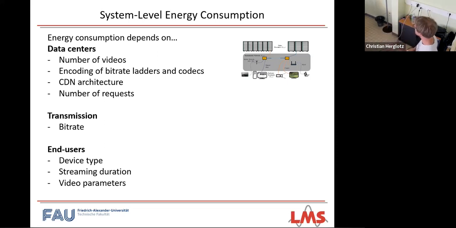Any questions on this? Yes. In terms of the network that you use as the end user, if it's wireless or wired, do you notice the difference?